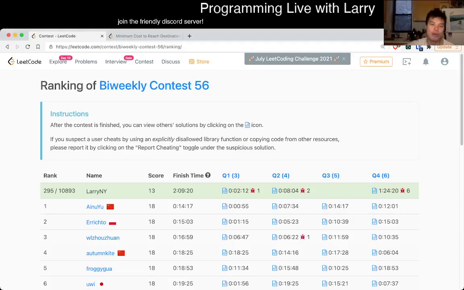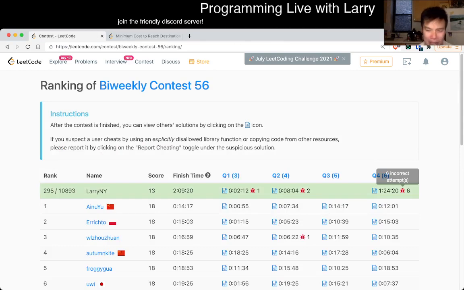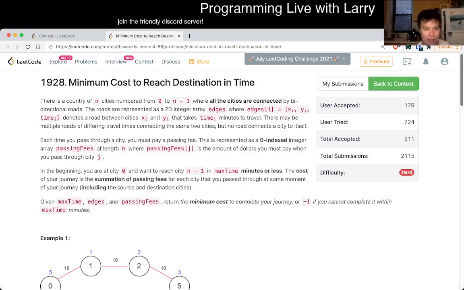This is me going with Q4 of the bi-weekly contest 56, minimum cost to reach destination in time. So I feel really sad about this one because I knew how to do it and I tried it in different ways, but I was just being dumb, to be honest. I really should have gotten this way earlier. I had six wrong answers because I was playing around with different ways of solving it. But the short answer is that I just did it in the wrong dimension. So this is going to be the shortest path problem and a Dijkstra's problem.